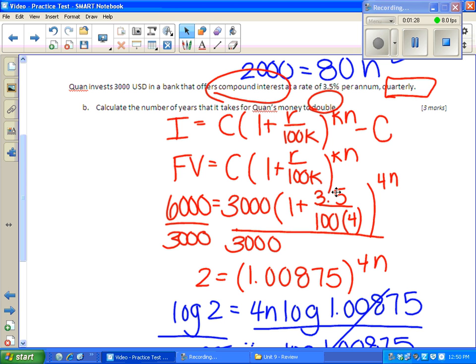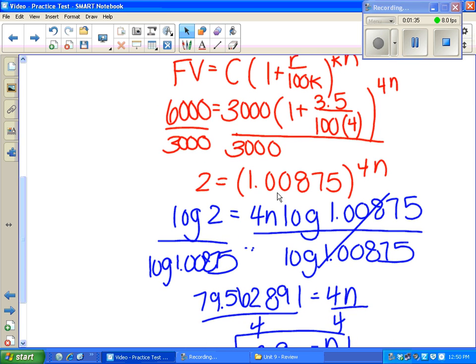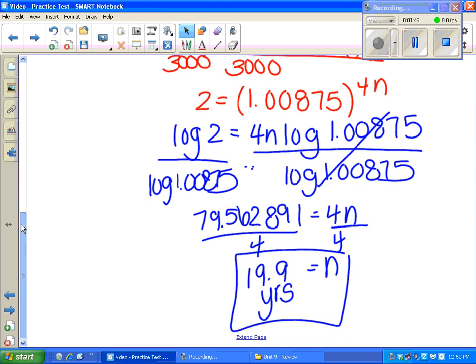I substituted in my rate. The K is 4 because it's being compounded quarterly. That's 4 times a year, raised to the 4n. Because my unknown is in my exponent, I did some simplification, and now I know I'm going to need to use log, so I have log 2 equals, bring down the exponent 4n, log of 1.00875. I divided by that value on both sides, and in the end, ended up with 19.9 years to 3 sig figs.